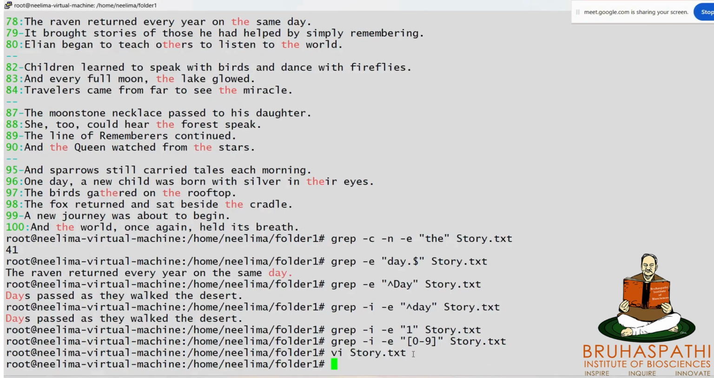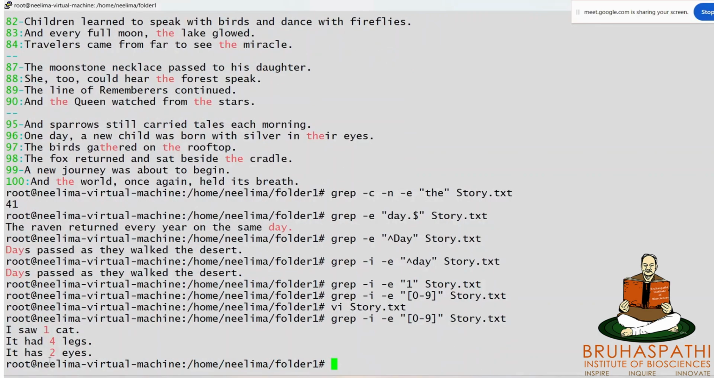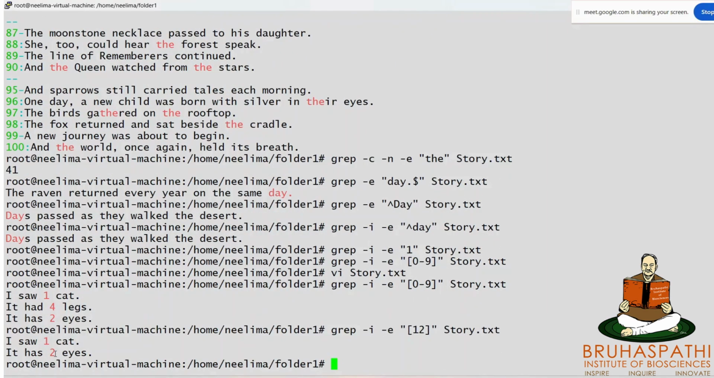Now, my interest is to get the lines whichever has a number in it. So, the number can be 0 to 9. 0, 1, 2, 3, 4, 5, 6, 7, 8, 9. Okay. I saw one cat. It had 4 legs. It had 2 eyes. For example, I want to have a number which can be 1 or 2. Not any other than that. So, this particular line is not retrieved because 4 is not mentioned in this character class.